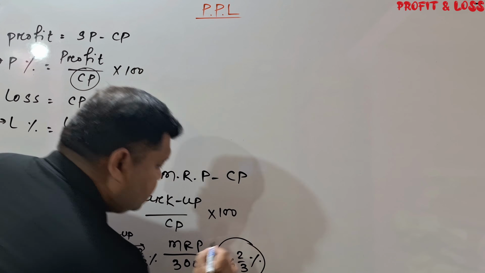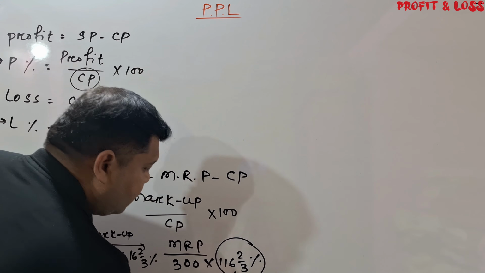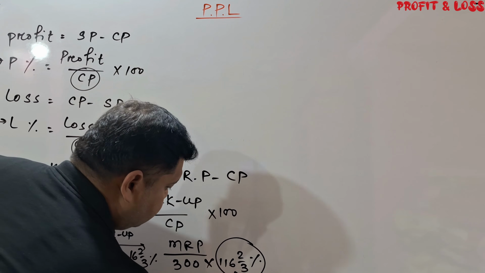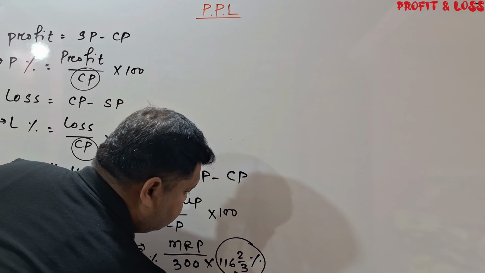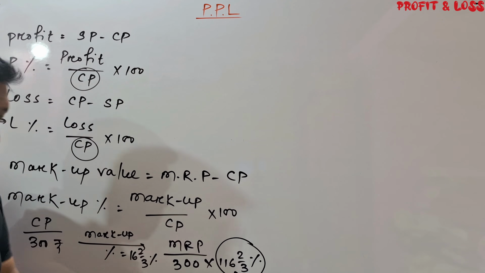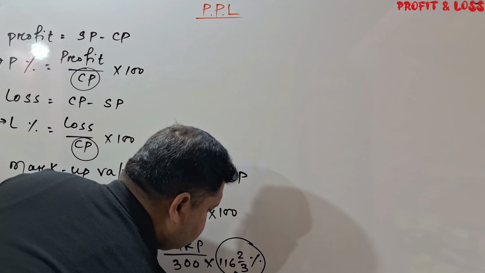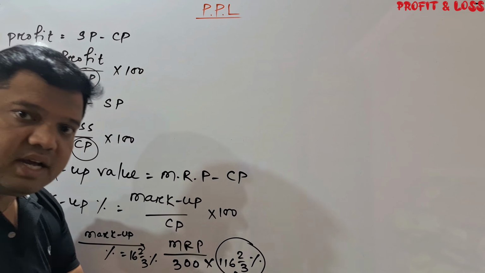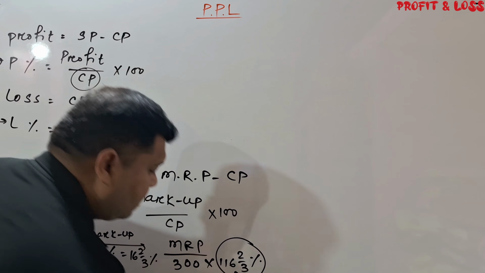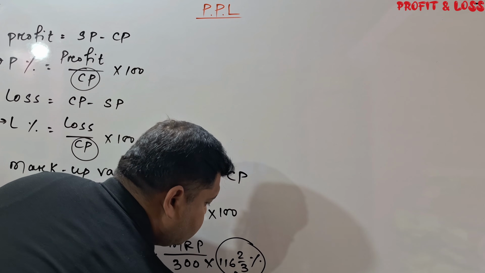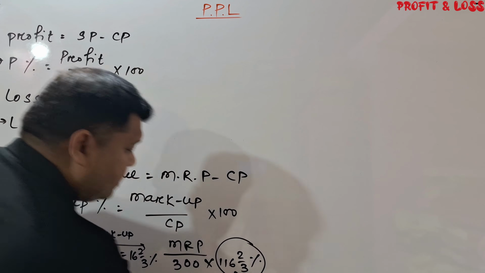Acha, this is percentage. Convert it into fraction. I can write it 100% plus 16 whole 2 by 3%. 100% means 1. 16 whole 2 by 3% means 1 by 6. So 1 plus 1 by 6. You do it. ये दिखाई दे रहा है ना आपको? You can do the calculation here. So LCM is 6. 6 plus 1 is 7. So 7 by 6.